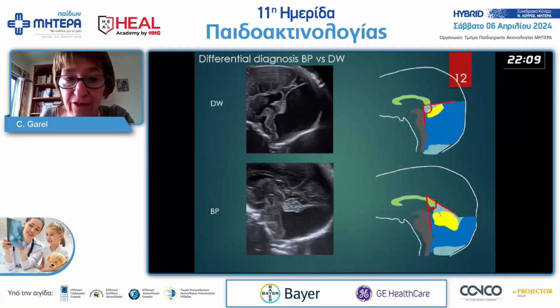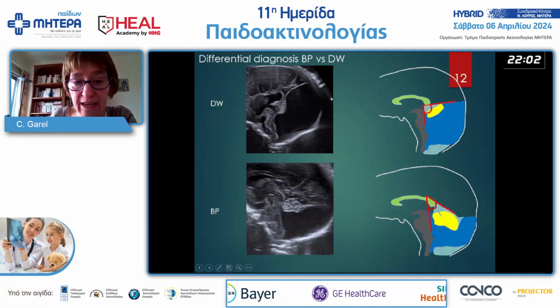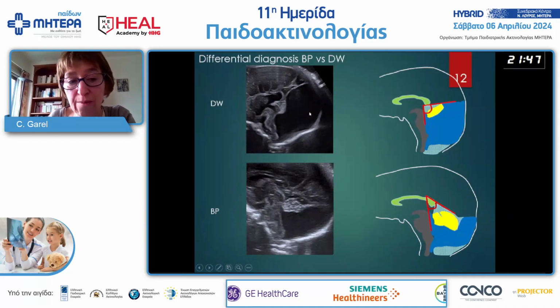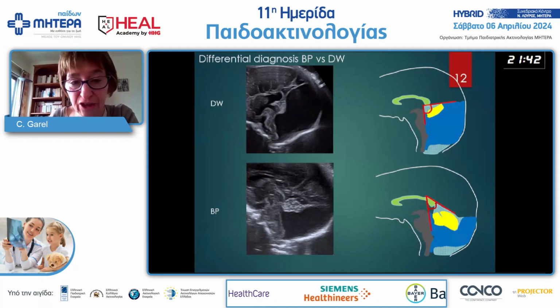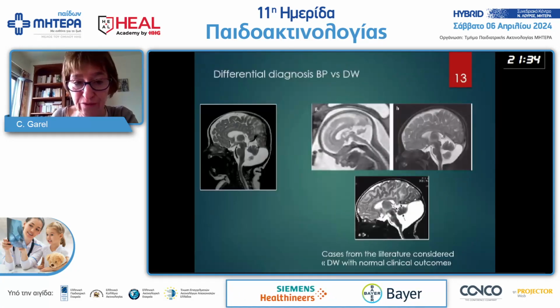So it is quite challenging to differentiate a huge Blake's pouch, as in this example, and a Dandy-Walker malformation. It is important to be able to differentiate these two entities because the prognosis of a huge Blake's pouch is very good, while the prognosis of a Dandy-Walker malformation is usually poor. And the differentiation between these two diagnoses is based on all the characteristics I have mentioned.